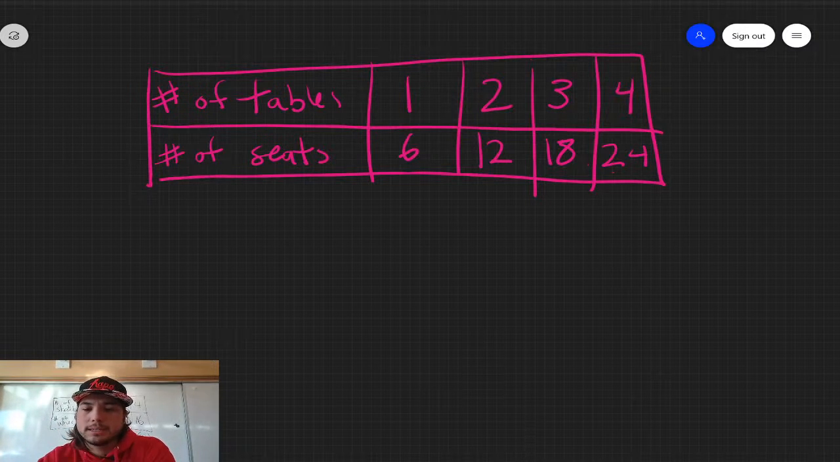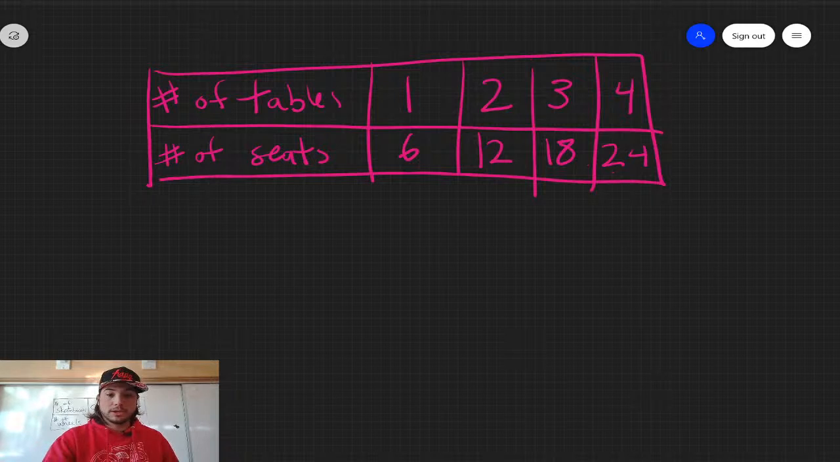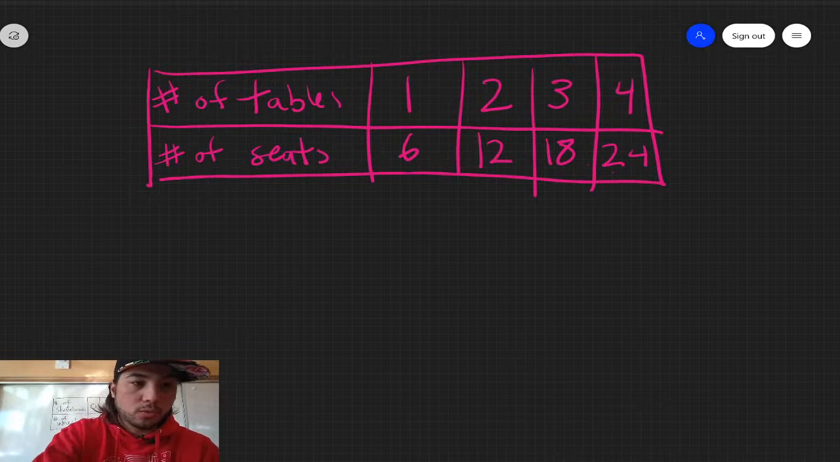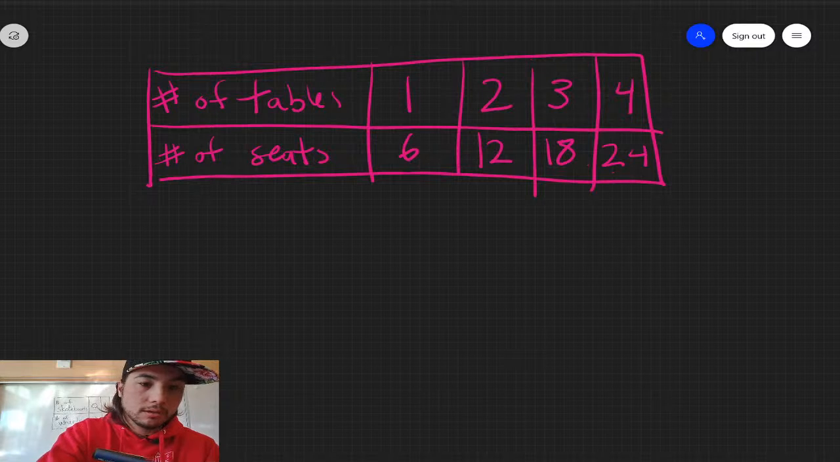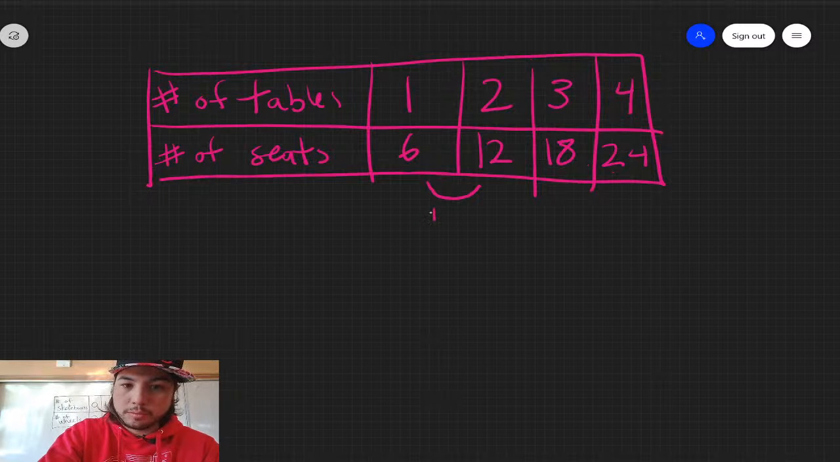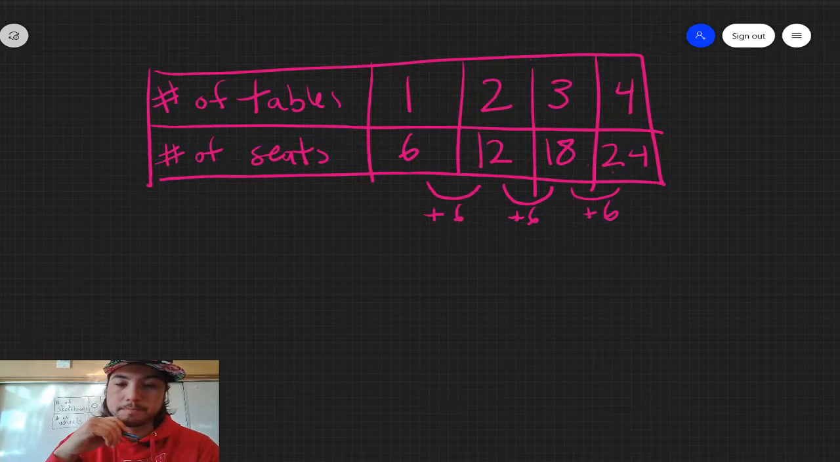Give it another minute. I see an answer in the chat, but I'm interested to see if we agree with that answer that's in the chat. Yeah, right? Noticing that correlation, for each one of these, how do we get from 6 to 12? What's the relationship? We're adding 6. How do we get from 12 to 18? We're adding 6. 18 to 24, same thing. So plus 6 every time.